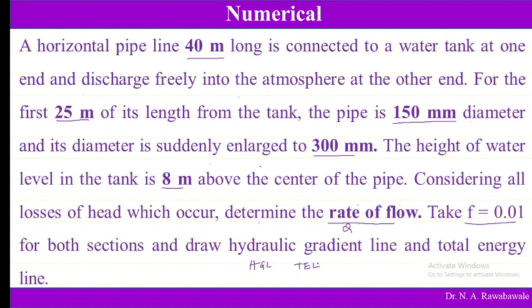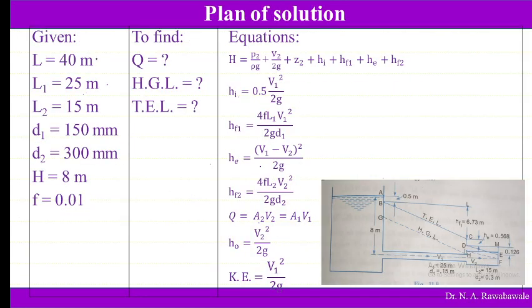Now let us see what data is given. Very first, the total length of pipe is given, that is L1 plus L2, which is 40 meters. Then for the first 25 meters, the diameter is 150 mm, that is 0.15 meter. For the remaining 15 meters, so 25 plus 15 is 40, the diameter is 300 mm, that is 0.3 meter. The head of water in the tank is 8 meters, and the coefficient of friction is 0.01. Then we have to find Q, the discharge, and draw the hydraulic gradient line and total energy line.